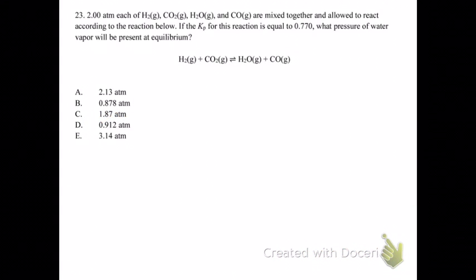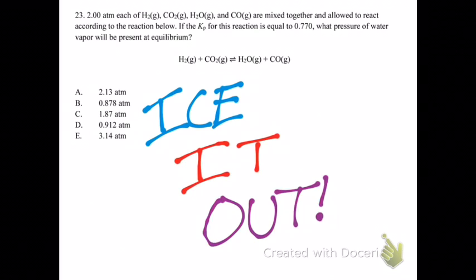All right, this particular problem is very similar to a homework problem. We're given 2 atmospheres of a whole bunch of things, CO2, H2O, and CO, and we're trying to see what the equilibrium partial pressure is going to be of water. If we're given initial amounts, which is what we're given up here, and we're trying to find equilibrium amounts, that means when in doubt, ice it out. We're going to need to use an ICE table to figure out this problem. So let's do just that.